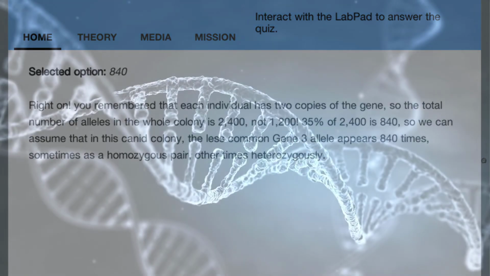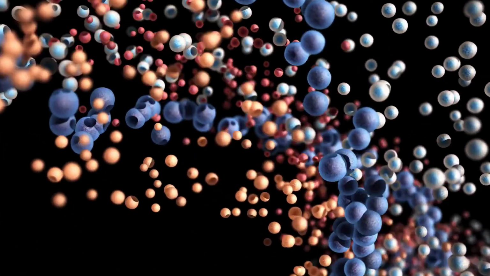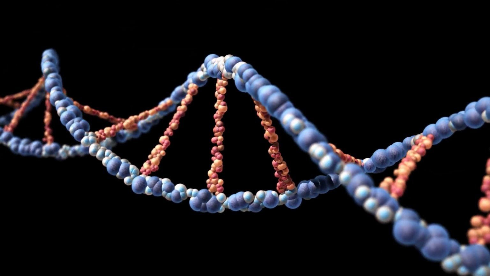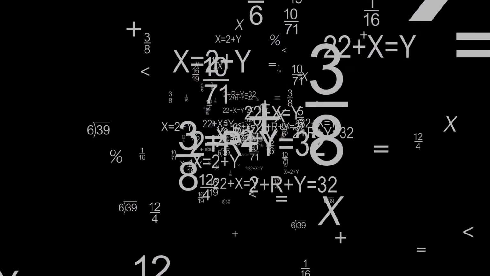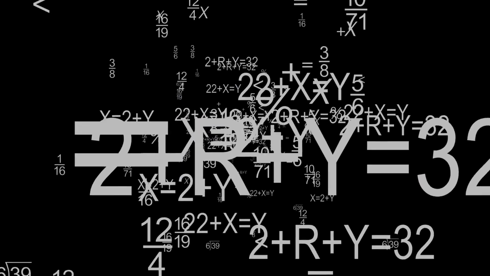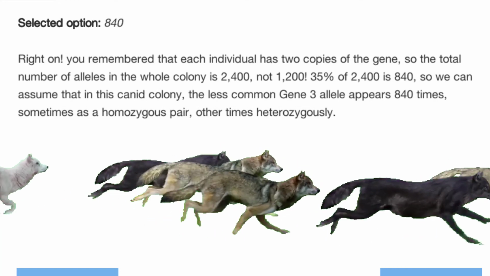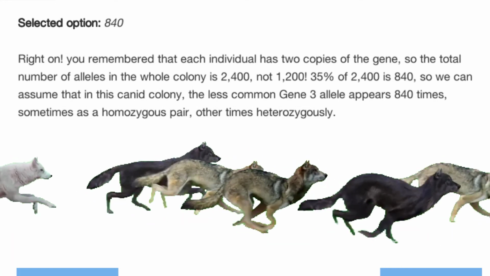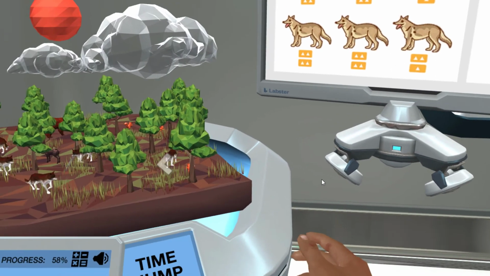Right on. You remembered that each individual has 2 copies of the gene, so the total number of alleles in the whole colony is 2,400, not 1,200. 35% of 2,400 is 840, so we can assume that in this canid colony, the less common Gene 3 allele appears 840 times, sometimes as a homozygous pair, other times heterozygously. Spin the gene wheel for a random genetic impact.